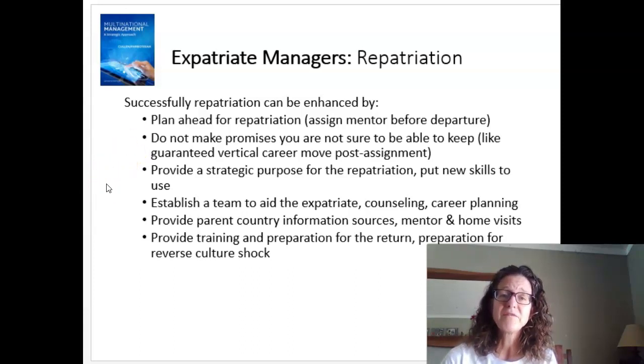Multinationals also need to emphasize the strategic purpose of the repatriation and allow expatriates to put their new skills to use and make sure that their global mindset and their international connections that they form during their foreign assignments are put to use at the home office.